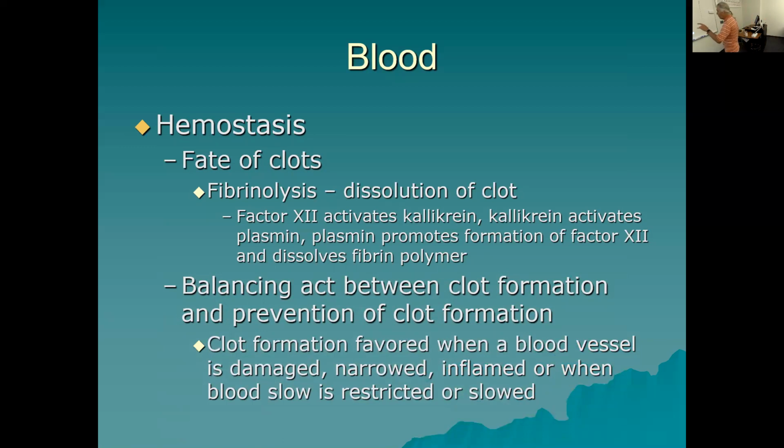So clot formation is favored when a blood vessel is damaged, narrowed, inflamed, or when blood flow is restricted or slowed. Oh, that's a typo.